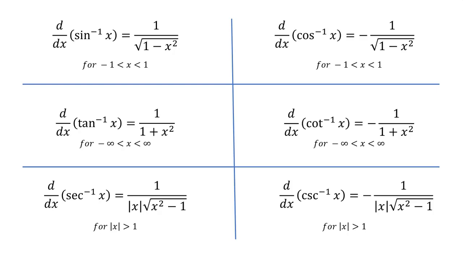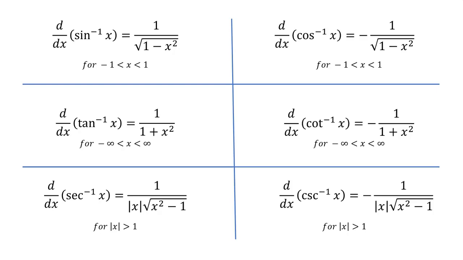So let's just go through them one by one real quick. The first one in the top left corner is the derivative of the inverse sine function, and that's equal to 1 over the square root of 1 minus x squared. And if you look at the inverse cosine function over on the top right, you'll notice that the inverse sine derivative and the inverse cosine derivative are exactly the same. The only difference is the sign out front. The inverse sine derivative is positive and the inverse cosine derivative is negative.